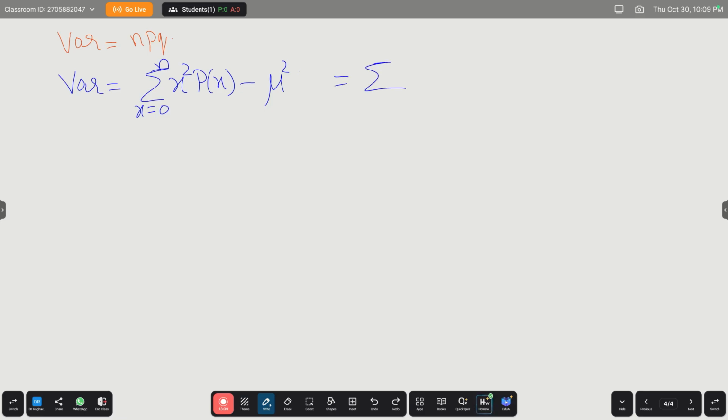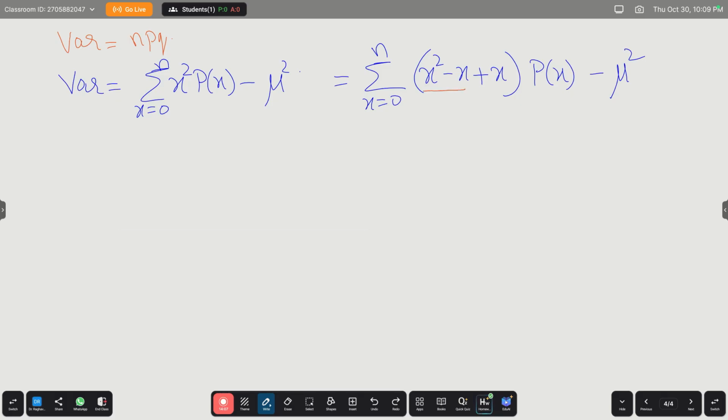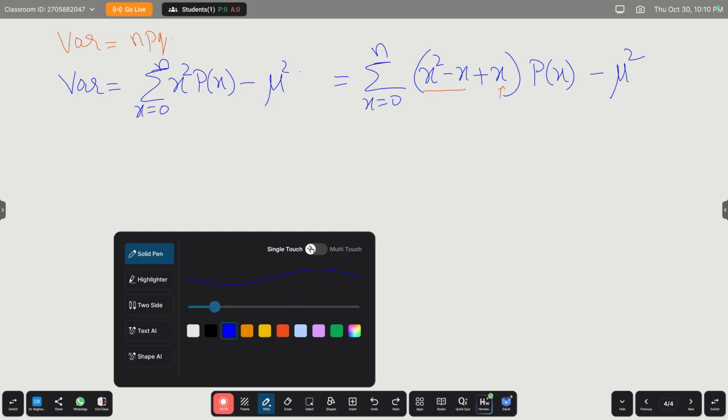What is to be done is, to this x square whatever is there, I'll just subtract x from that, and again add x there. So it will remain x square only. There will not be any change. So multiplied by p of x is there, minus mu square is there. Once I have done this adjustment, the idea is just to separate these two as one summation and the remaining x as the other one.